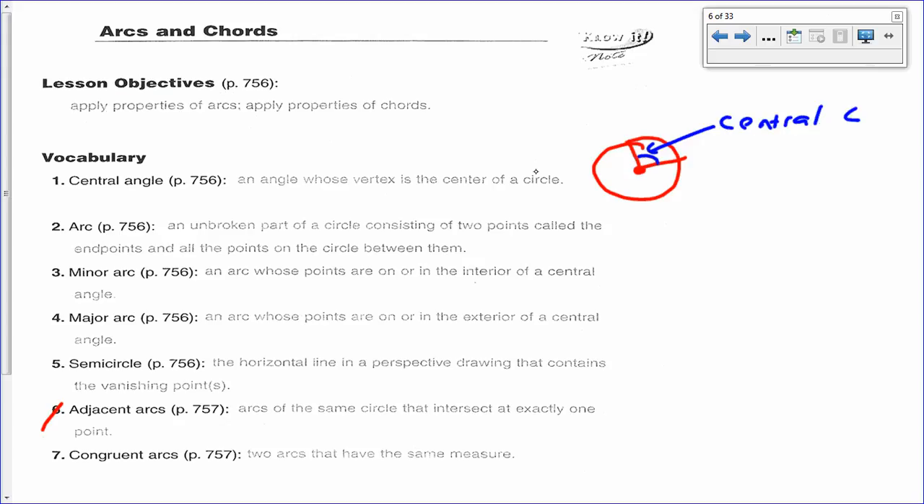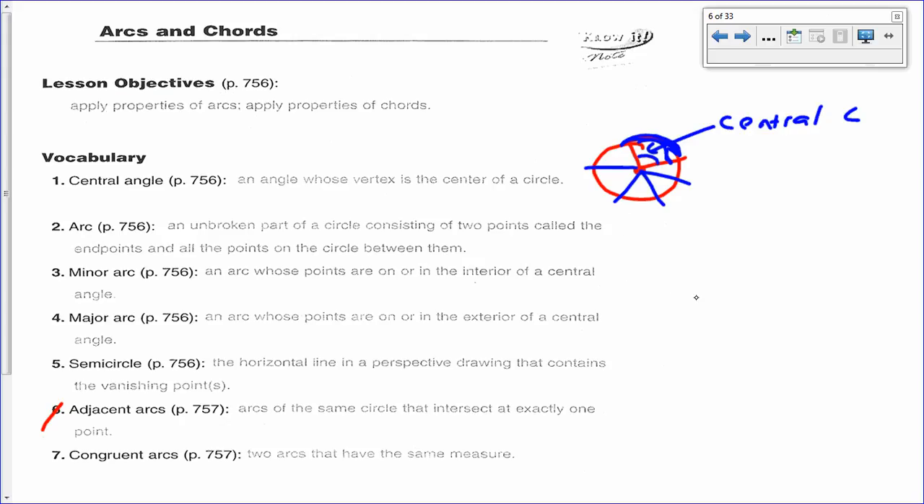And then an arc is just a part of a circle. So like this right here is an arc. All the arcs add up to 360. If you just keep splitting the circle up, you just keep getting arcs. See that? Arc, arc, arc, arc.